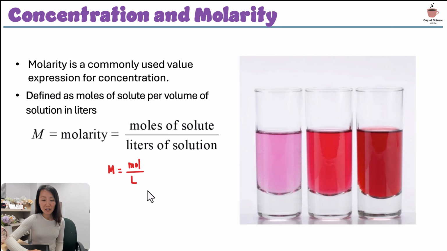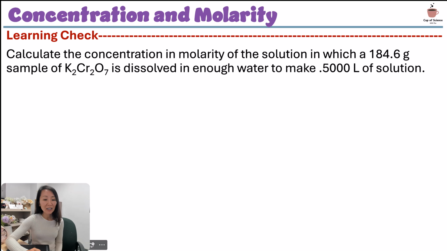We're going to dive straight into some examples by utilizing the learning check. Here it says calculate the concentration in molarity of a solution. So it's asking for molarity, so moles over liter, in which 184.6 grams of potassium dichromate is dissolved in enough water to make 0.5000 liter of solution. So this potassium dichromate is being dissolved. That's the solute that is dissolved in water.